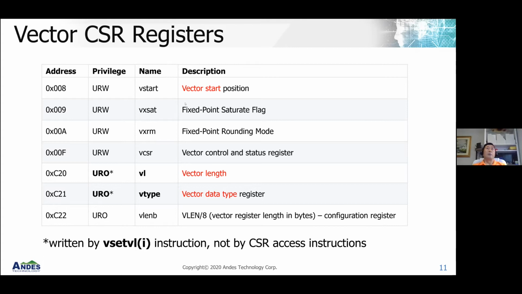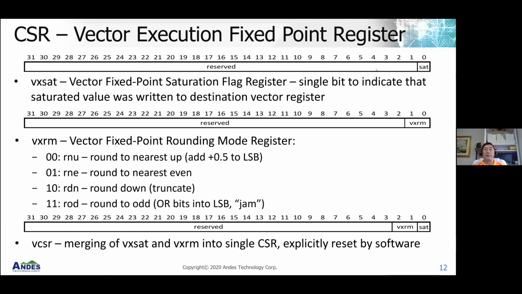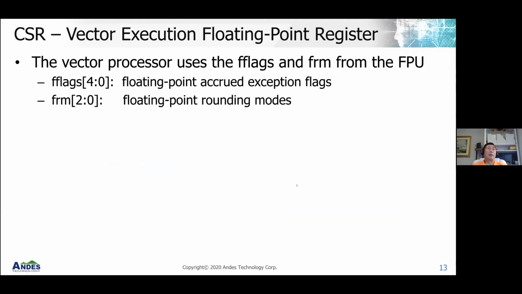Okay, so the fixed point register. You have the saturation flag and the rounding mode, and they can be merged into a single register to have both of them in a single register instead of 2 independent registers. Okay, and for floating point, the vector processor uses the flags and the rounding mode of the FPU, so it is shared between the FPU and the VPU on the floating point operation.